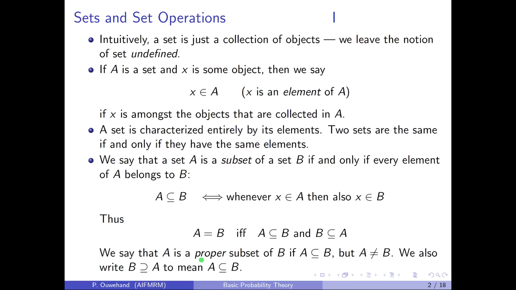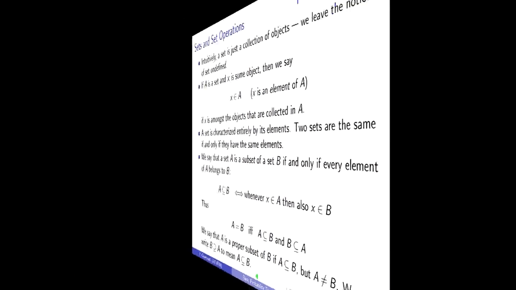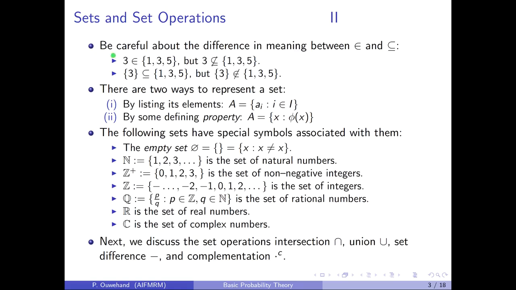We say that A is a proper subset of B if A is a subset of B but A is not equal to B. In other words, there are elements of B which do not belong to A. We also write B includes A to mean A is a subset of B. Be careful about the difference in meaning between the element relation and the subset relation. For example, the number 3 is an element of the set {1, 3, 5}, but it is not a subset thereof. On the other hand, the set containing 3 is a subset of the set {1, 3, 5}, but it is not an element thereof.